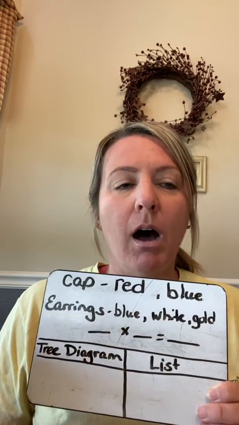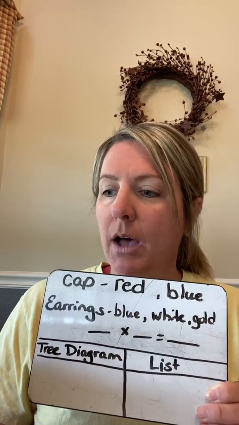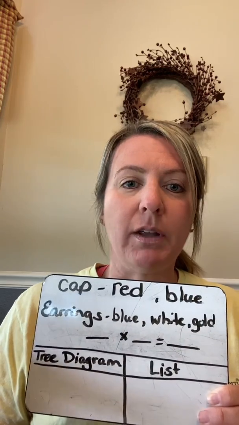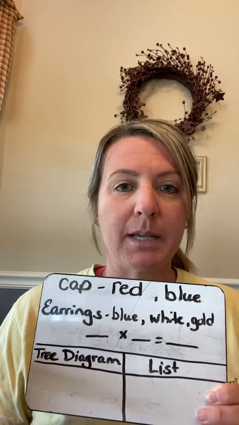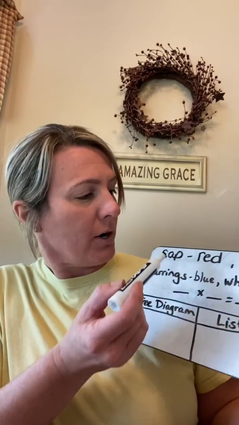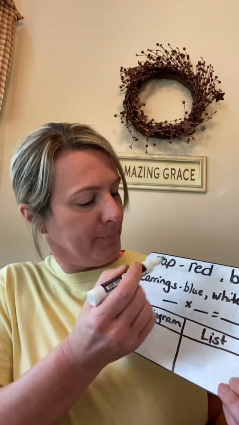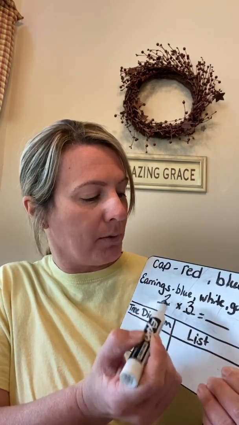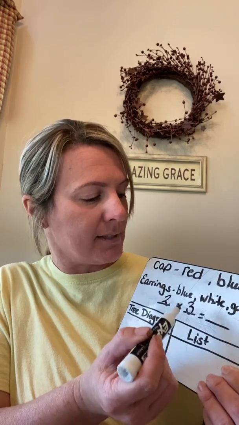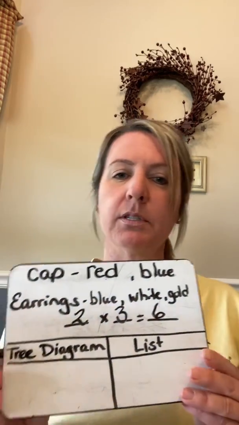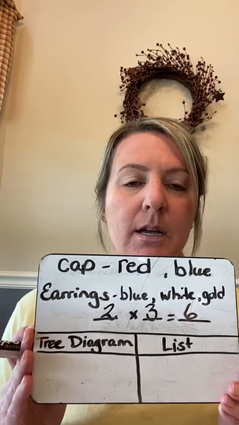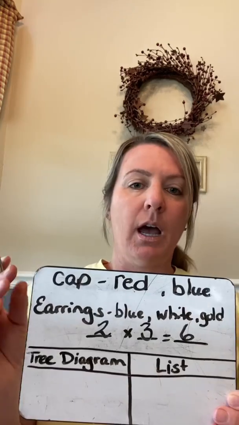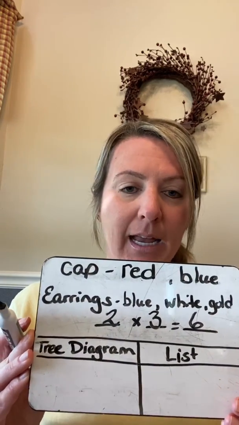If I want to list all the different possible outcomes of combinations I can make between caps and earrings, I can use multiplication to figure out how many different outcomes I could possibly have, okay? So there are 2 colors of caps, and there are 3 colors of earrings, and I can multiply those 2 different outcomes together. And I know that when I do my sample space, I should have 6 different combinations or possible outcomes, okay?